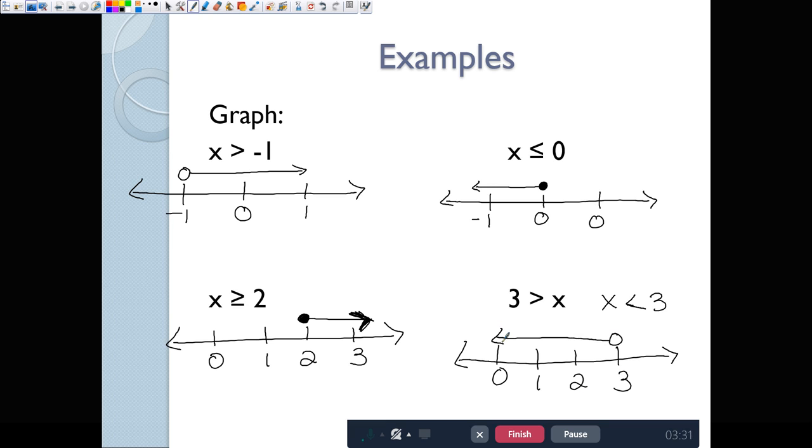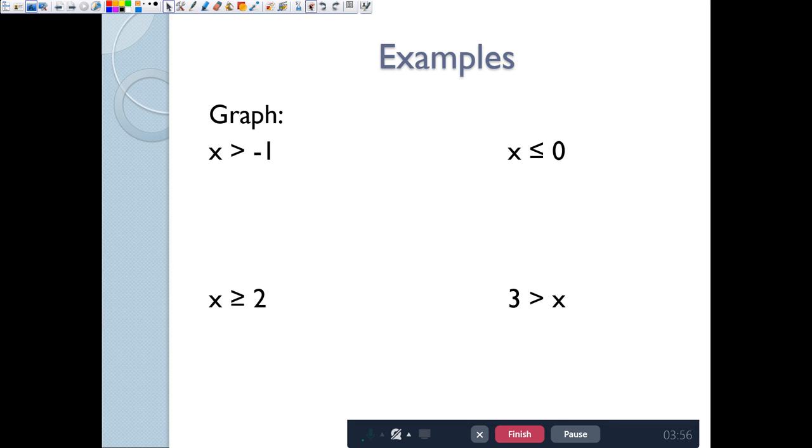So that's all that it takes to graph an inequality. And all inequalities usually get graphed. Usually. The only time that you probably won't graph an inequality is if it's a word problem, or if it's specifically telling you not to graph or to graph.